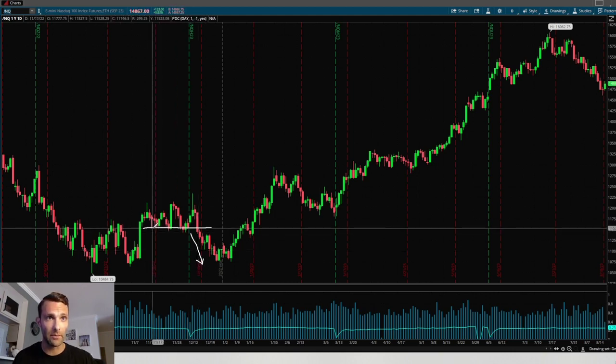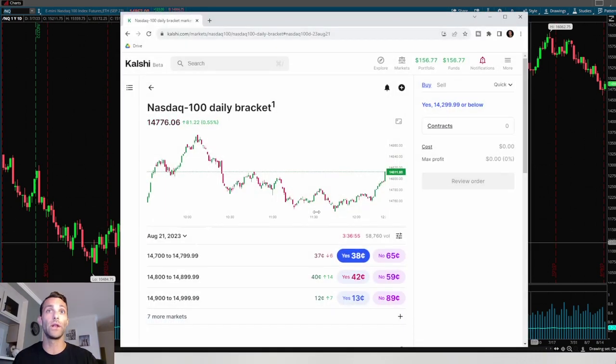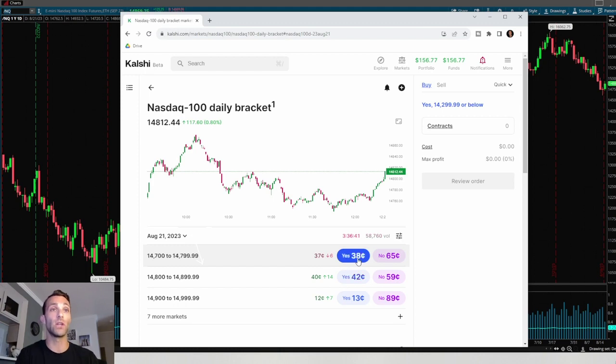So knowing that that breakdown happened right around 11,500, what we would want to do, go into the NASDAQ 100 daily bracket, and we would want to look at that 11,500 and a couple of the ranges lower, and then trade the yes shares to the downside, because if it does successfully have that breakdown, then there's the likelihood that it's going to close in those lower ranges and see the lower prices.